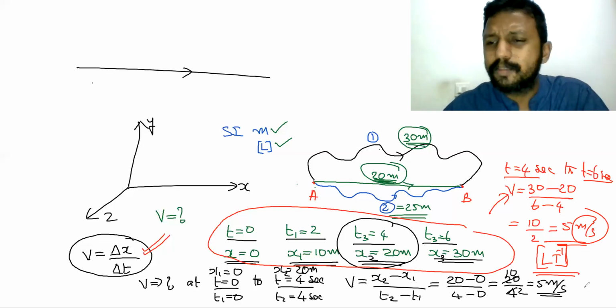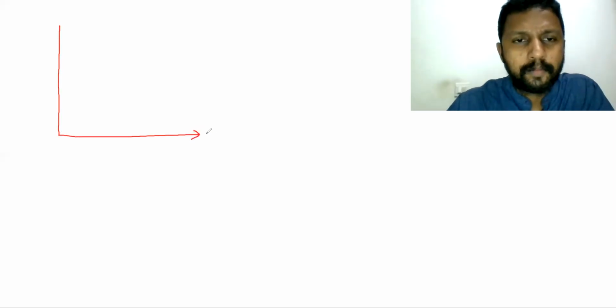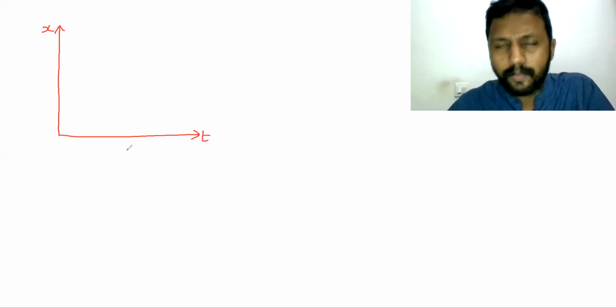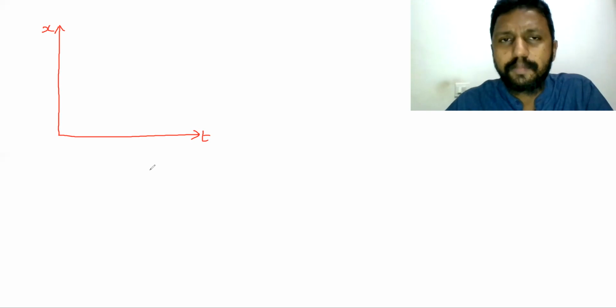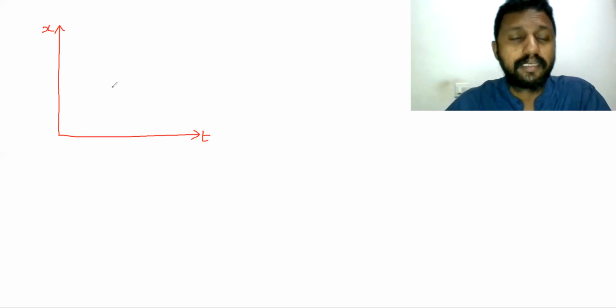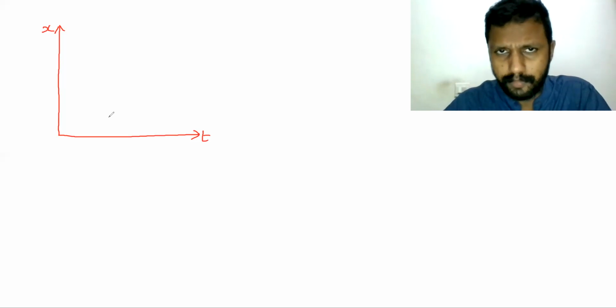Then let's move on to our next page, where we are going to draw a graph. In this graph we will have time along the x-axis and position along the y-axis. This graph is called a displacement time graph, or otherwise a position time graph. A graph with displacement along the y-axis and time along the x-axis is called a displacement time graph.